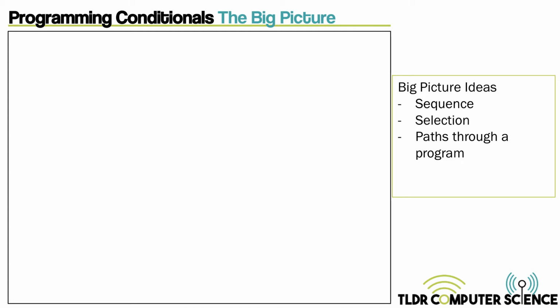Hi guys, welcome to Programming Conditionals. In the previous lesson, we explored the concept that things were done in sequence. So when you ran a program, it would do the first thing, then the second line, and the third line, all in order. Now, that works pretty fine for some programs, and for some situations that's fine.